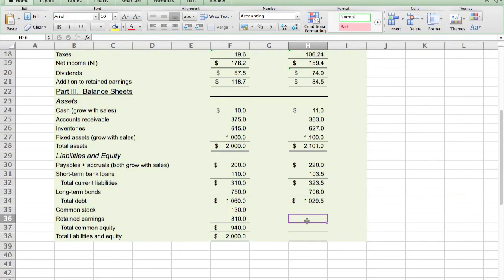Now we can calculate the retained earnings by taking the retained earnings of 2012 and adding it to the addition to retained earnings of 2013. Then we can copy total common equity from the previous slide. Then to get the common stock, you can deduct the retained earnings from the total common equity. Then to get the total liabilities and equity, take the sum of them. Now we can see that the total liabilities and equity are equal to the total assets.